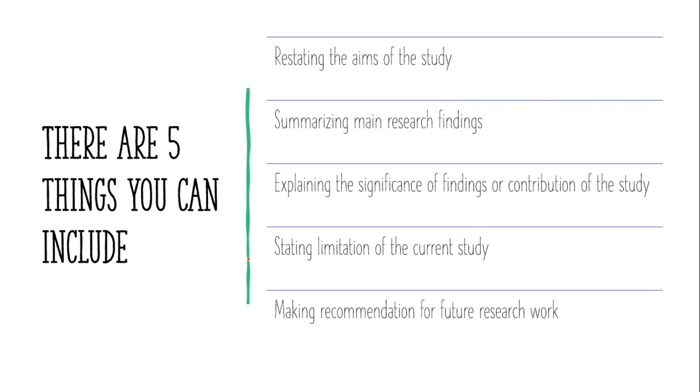Okay. So there are 5 things you can include. First, you can restate the aim of the study. You can start the conclusion by stating the aim of the study. What is the main purpose of the study? Okay, and then you summarize the main research finding.